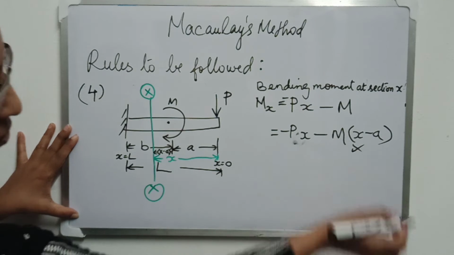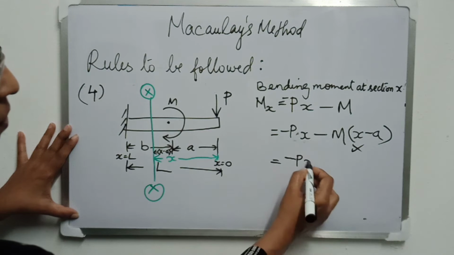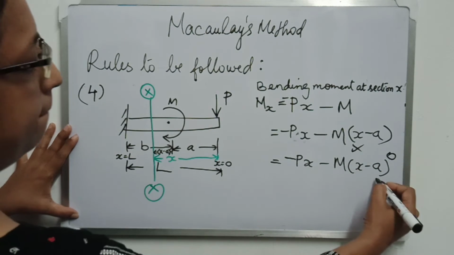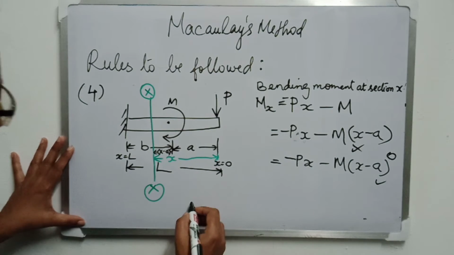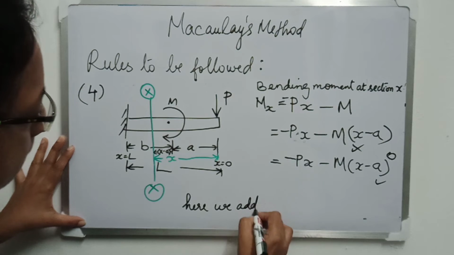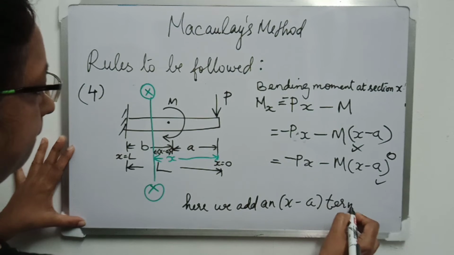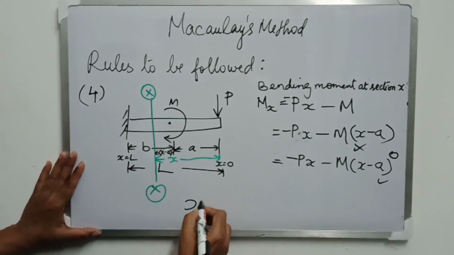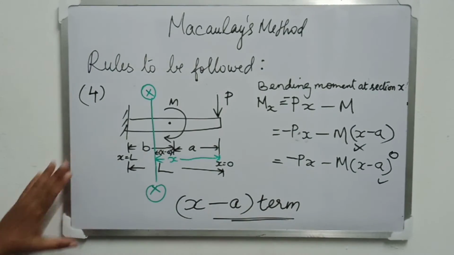But multiplying moment with a distance is technically not correct. So what we do here is, let me do a small adjustment by giving a power 0 to the x minus a term. As we know, any term raised to the power 0 is equal to 1. So here we are adding an x minus a term with the moment. In Macaulay's method, it is very important to include this x minus a term.